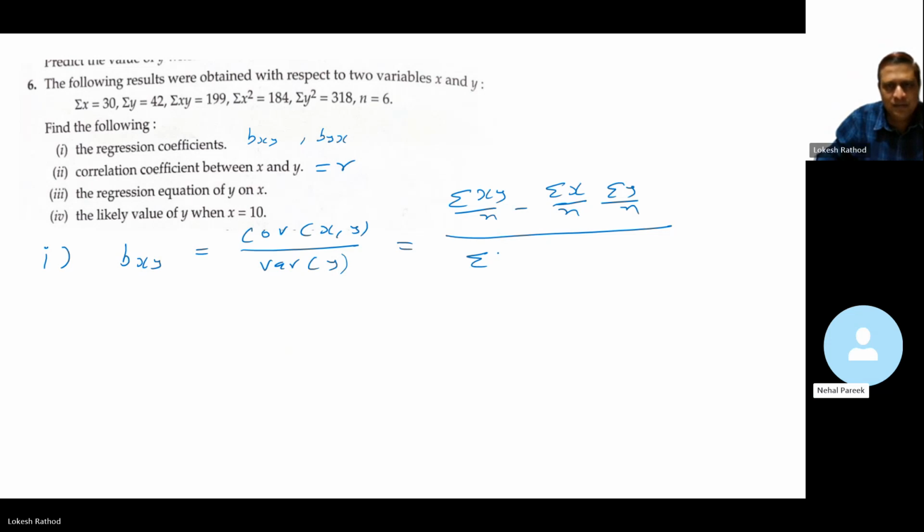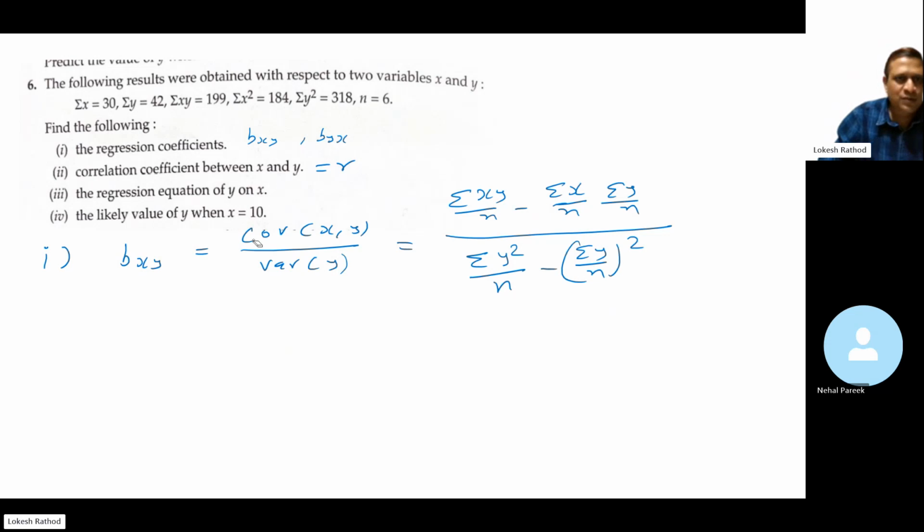Summation of y minus y bar over n. Y bar is given in the question. Oh no. So, summation of y square over n minus summation of y over n whole square. Correct. Fine. So all the values are given in the question. So you find it out. The numerator is what? Sigma xy. I'm just writing the value. You find it out. N is 6, given.